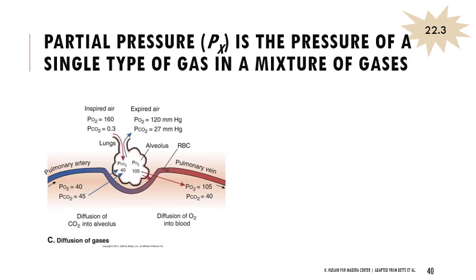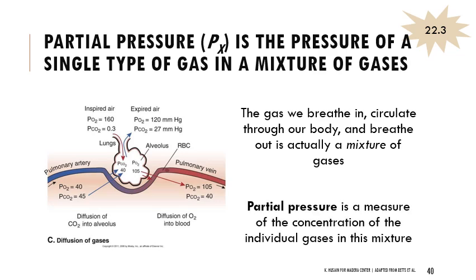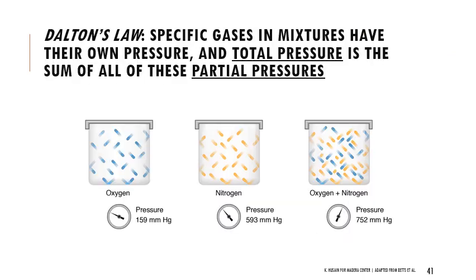And so we see these different concentration gradients for carbon dioxide and oxygen. So we know things are happening a little bit differently between the two. And so the gas that we breathe in, circulate through our body, and breathe out is a mixture of gases, not just oxygen and carbon dioxide, but we'll get to that in a minute. And when we talk about partial pressure, this is a measurement of the concentration of the individual gases in this mixture. So it's the pressure exerted from one particular gas within a mixture.